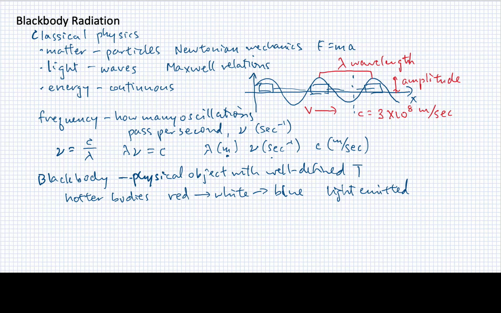So the color that we see emitted is related to the frequency of the light. All right, so as we go from red to white to blue, the frequency is basically increasing as we go across this. All right, so this is one way that we can quantify, if you will, the colors.